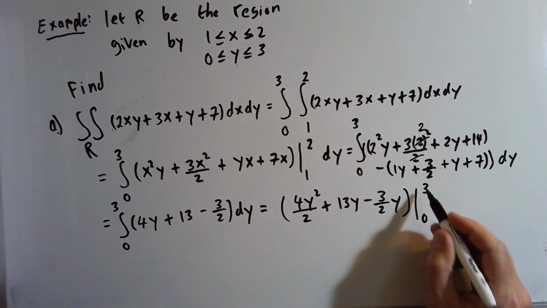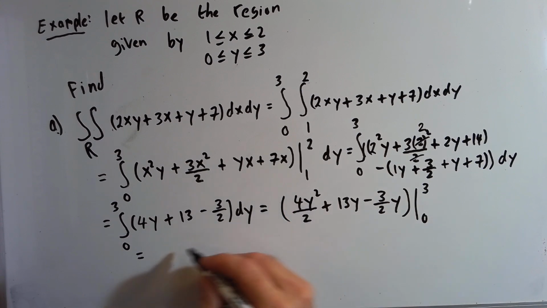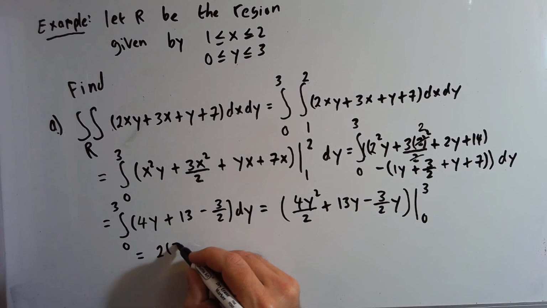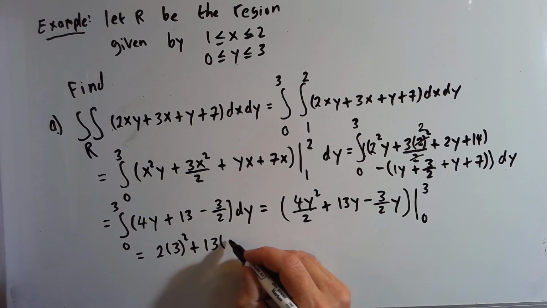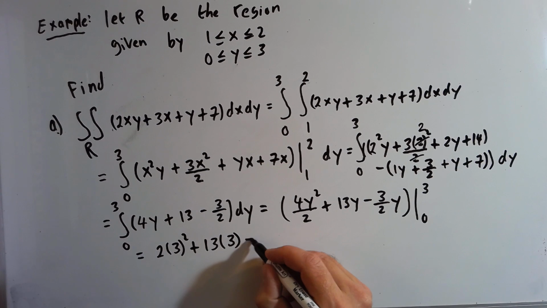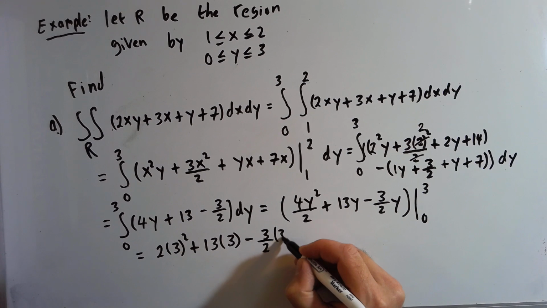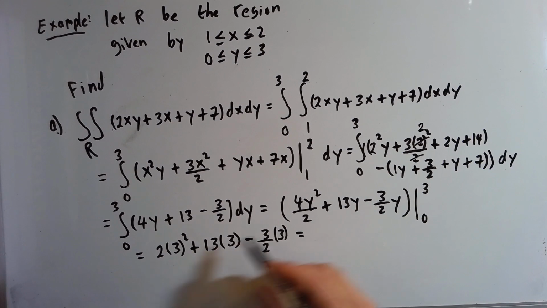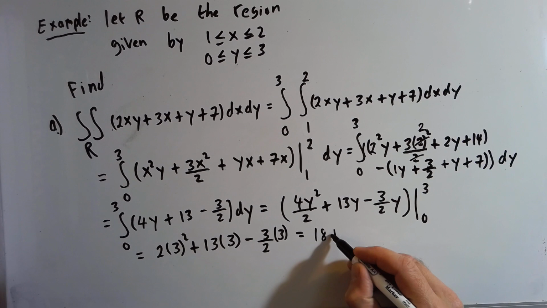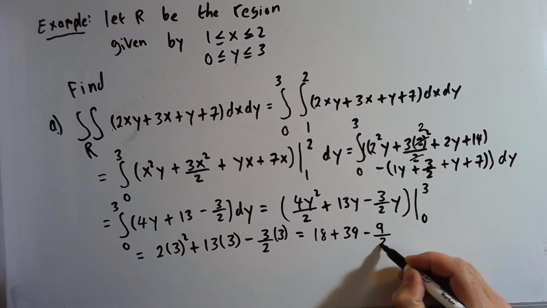Okay, so let's keep going here. So putting 3 in and putting 0 in. You put 0 in, it's gone, so it's just going to be putting 3 in here. And that's going to be a 2 there, so it'll be 2 times 3 squared plus 13 times 3 minus 3 halves times 3. It's going to be 9, so it'll be 18 here, plus 39, so it'll be 18 plus 39 minus 9 over 2.